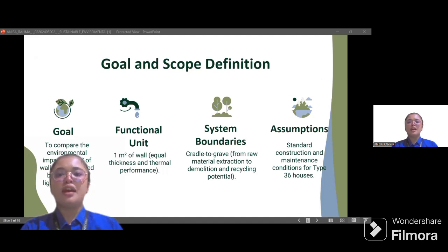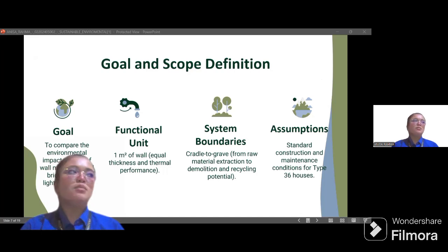We also ensure that the wall's thickness and thermal performance are equivalent between red brick and AAC, assuming that both serve the same function in terms of heat insulation and durability. This allows for a fairer comparison between the two materials.